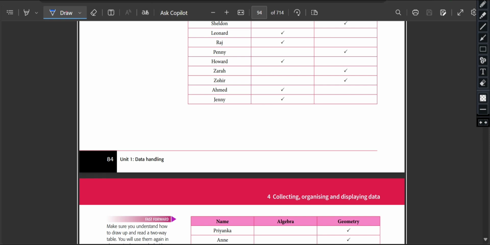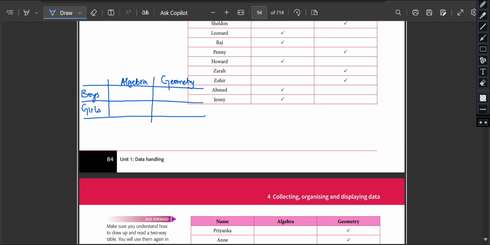Firstly, we can see there are girls and boys. We are going to make algebra over here, geometry over here, and then boys and girls. This is how this table will look. Make a neater table, that will be much better. Okay, so if I redraw this line, that's how it is going to look.